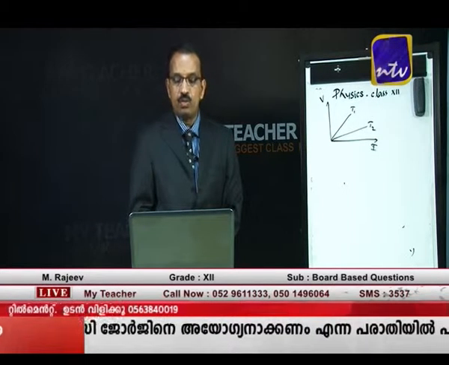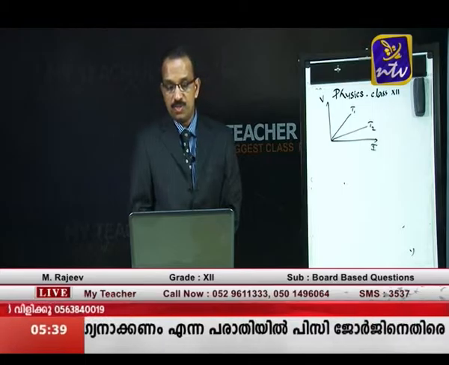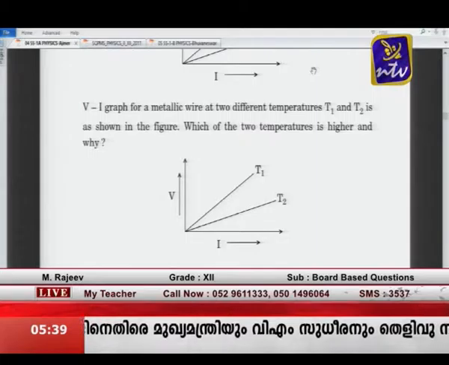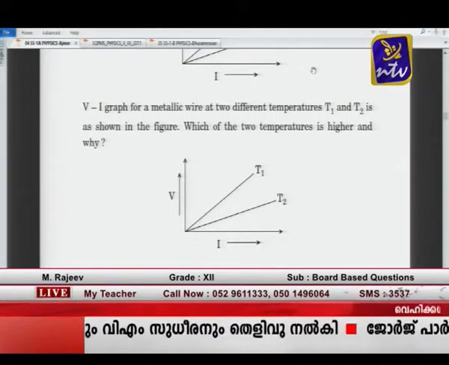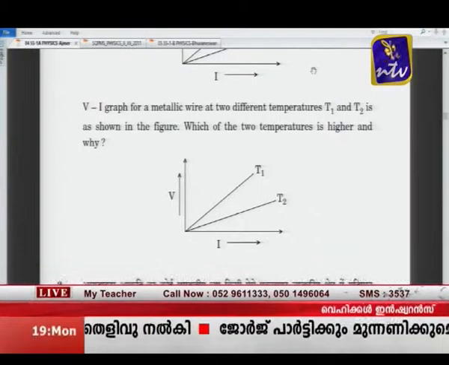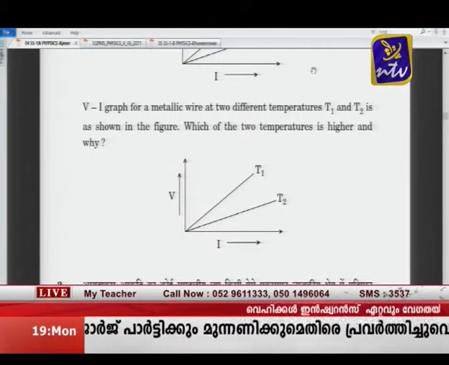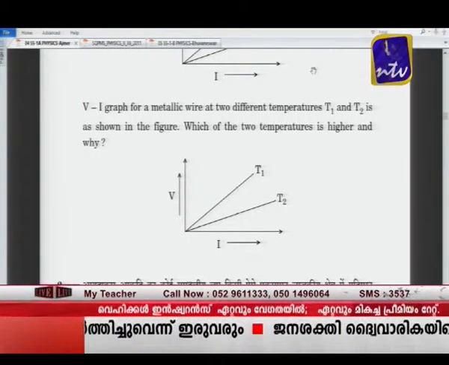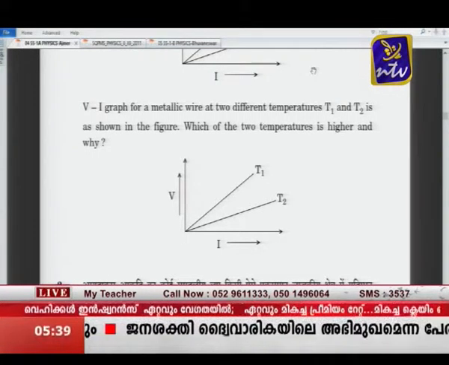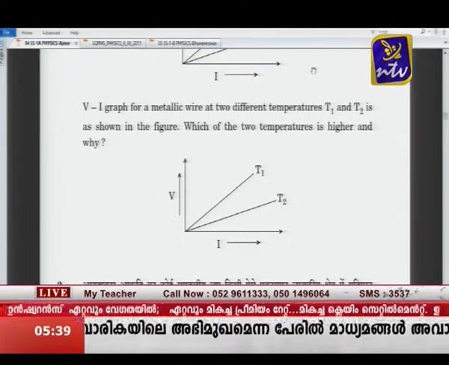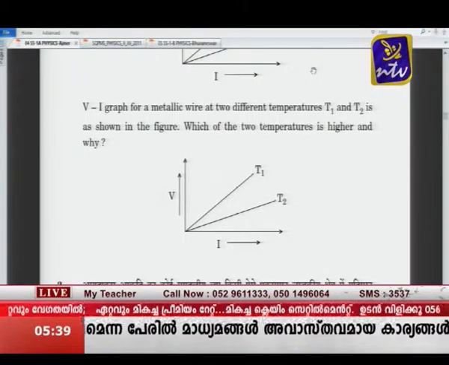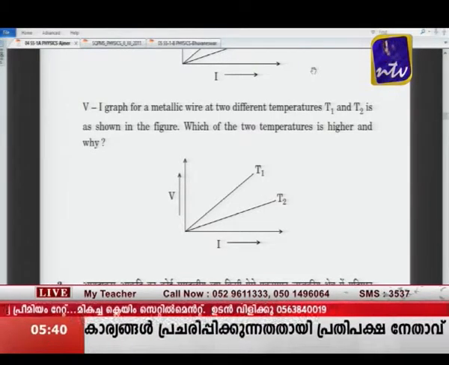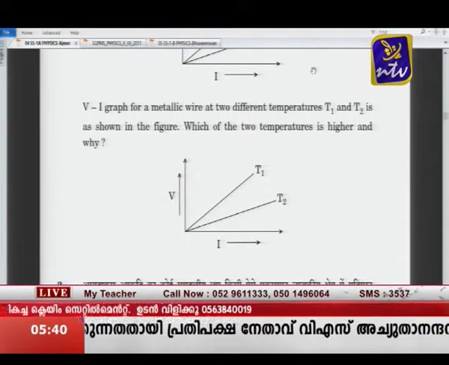The V-I graph for a metallic wire at two different temperatures, T1 and T2, is shown in the figure. Which of the two temperatures is higher and why? The question appears to be simple, but at the same time there are chances of mistakes in this. See the diagram. When you get these kinds of questions, the first thing to check is which quantity is on the y axis and which is on the x axis. You can make out that V is on the y axis and I on the x axis.